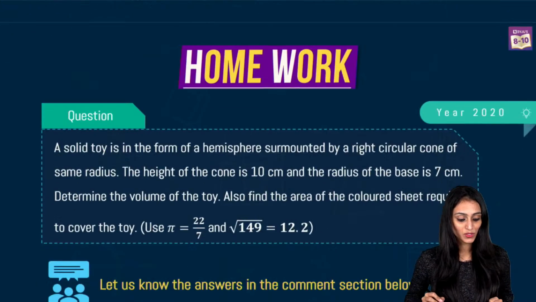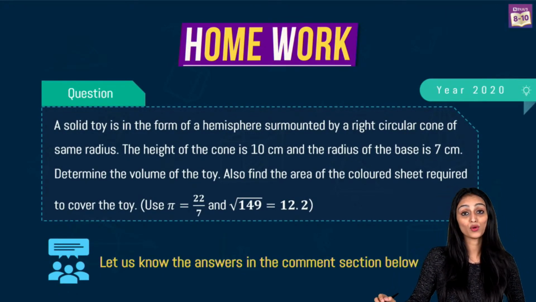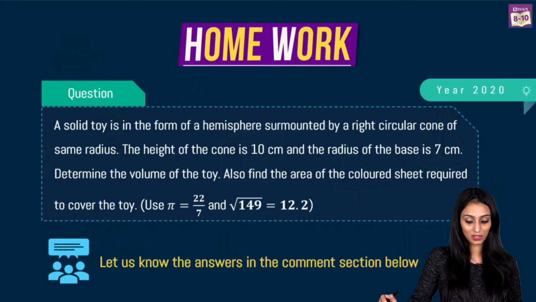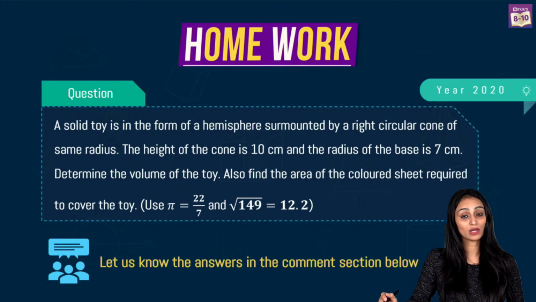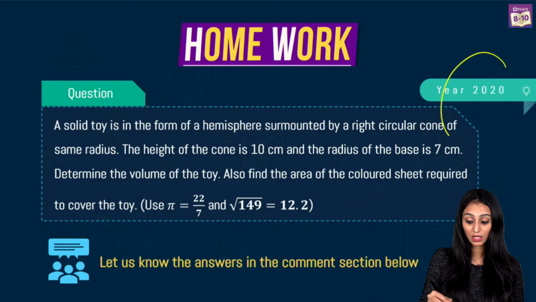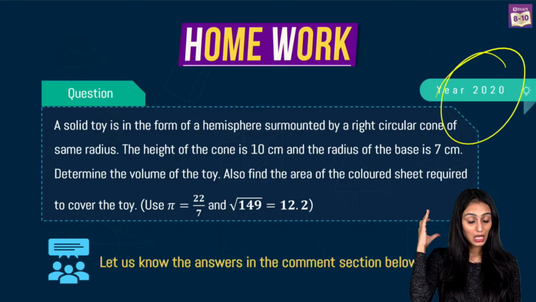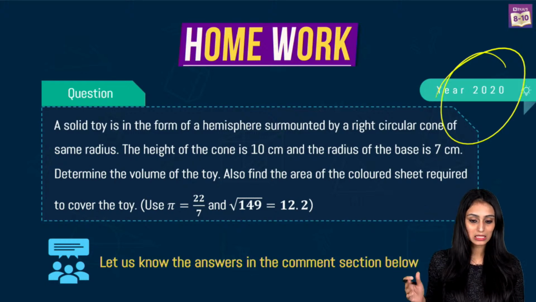Now, homework time. A solid toy is in the form of a hemisphere surmounted by a right circular cone of same radius. The height of the cone is 10 centimeter, radius of base is 7 centimeter. Determine the volume of the toy and the area of colored sheet required to cover the toy. Pi is given, root 149 value is given, and this question came in CBSE 2022 also. This is also an important one, and you can solve this and let us know the answers in the comment section.